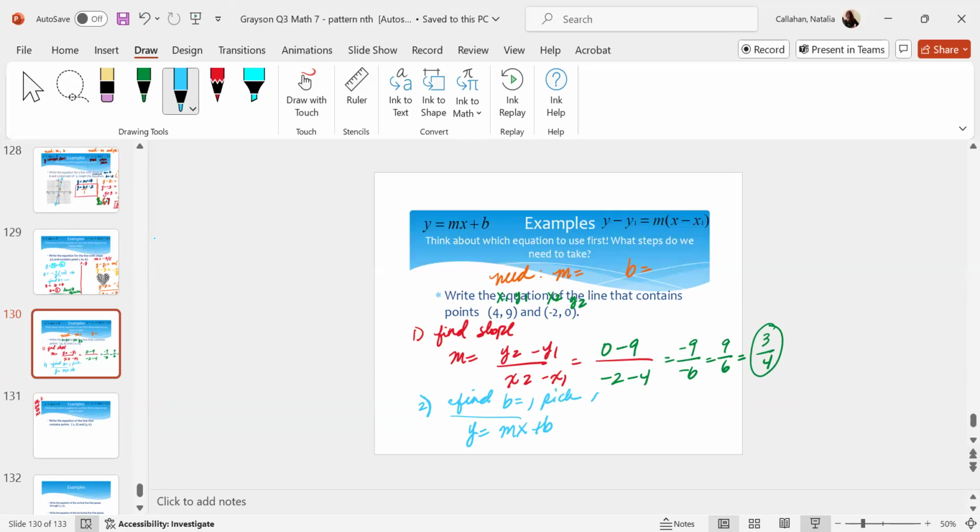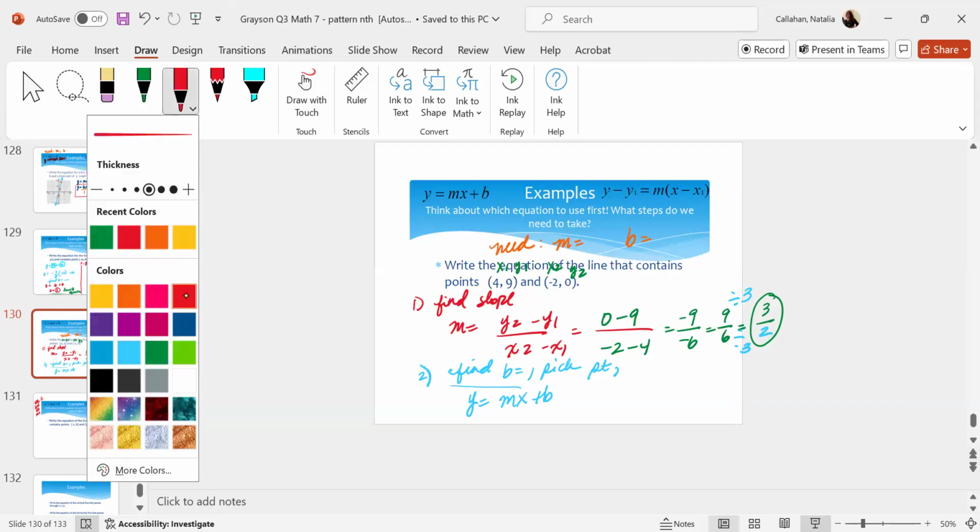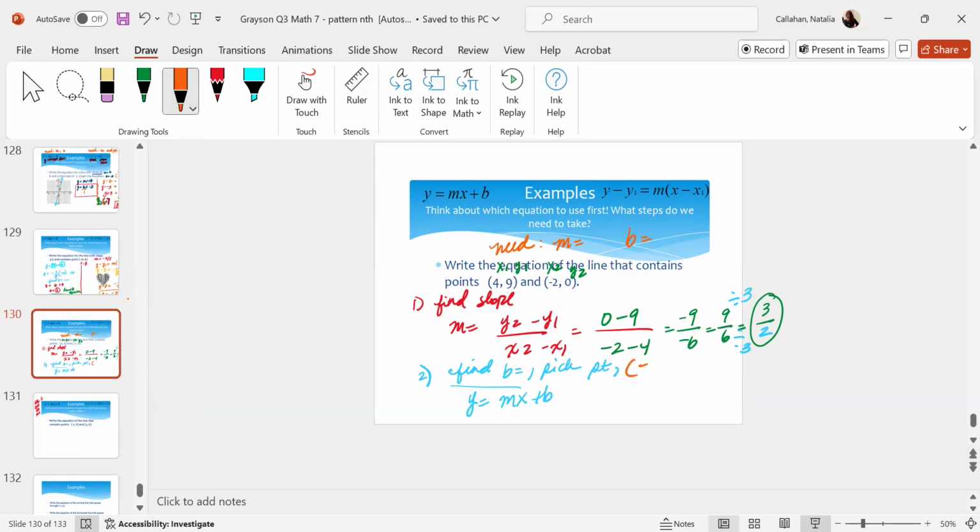You have to pick a point. Which point do you want to pick? What's that, 3/4? 0 minus 9, -2 minus 4. -9 over 6, which is positive 9 over 6. Oh, 3 over 2, sorry. Is that better? Okay, thank you for catching that. So which point do you want to pick? -2. Okay. So you know this is x and y, right? So plug it in.